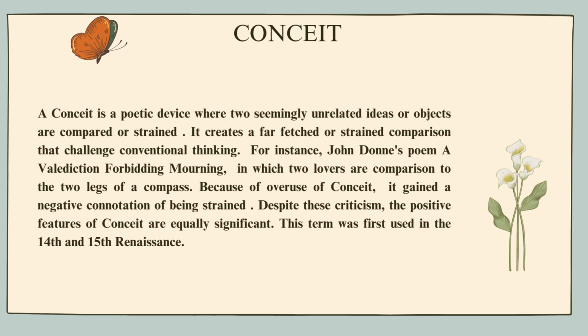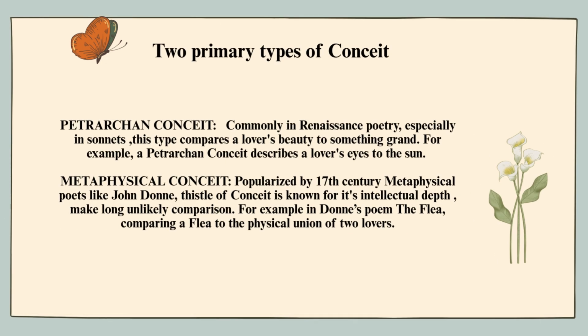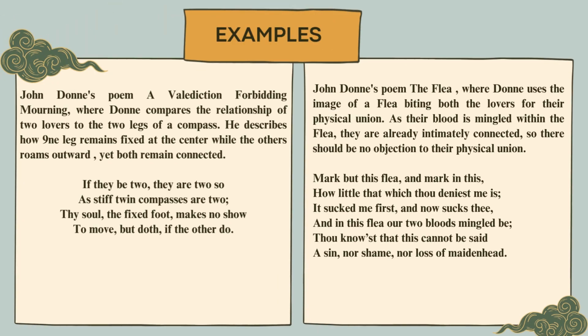Conceits gained a negative connotation due to overuse, yet they remain significant. The term emerged during the Renaissance and is divided into 2 types: Petrarchan conceit, common in Renaissance sonnets. This compares a lover's beauty to grand objects, such as comparing a lover's eyes to the sun. Metaphysical conceit, used by poets like John Donne. This type features unlikely comparisons.